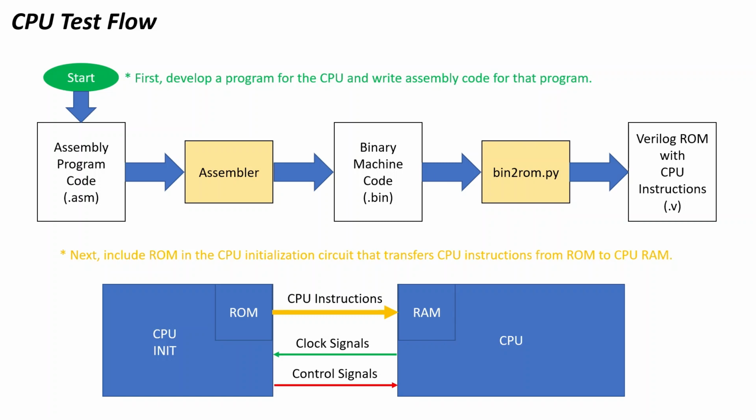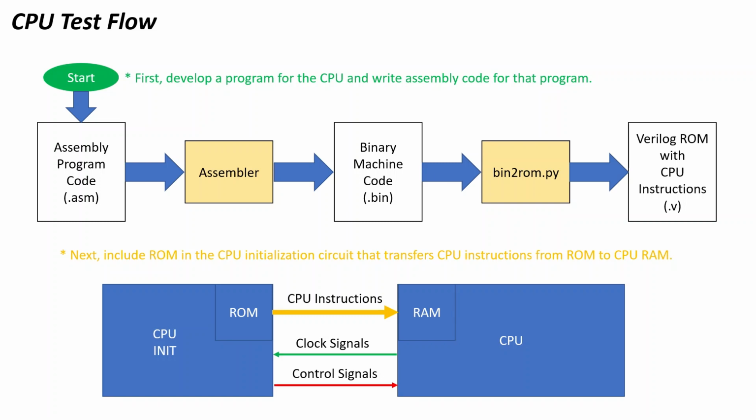Now we need a way to put those instructions into the CPU's memory so that it can process those instructions. So the next step is to build a Verilog ROM containing the instructions in the binary file. You can do this manually, or this can be accomplished using a special Python program designed for this purpose. The bin2rom.py program reads in a .bin file as an input and outputs a Verilog ROM with the .v file extension. The ROM is also generated with a reg that holds the number of instructions in the ROM.